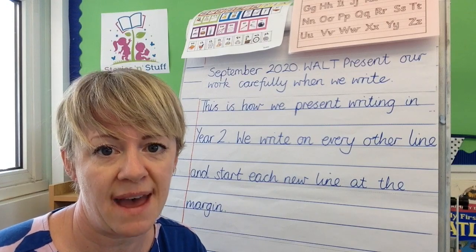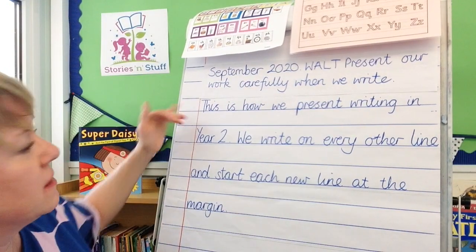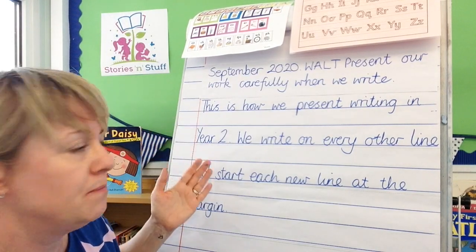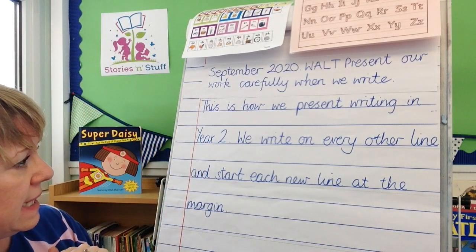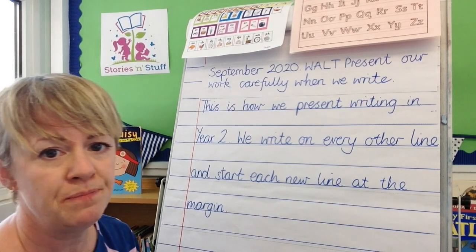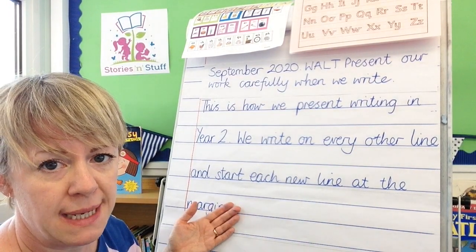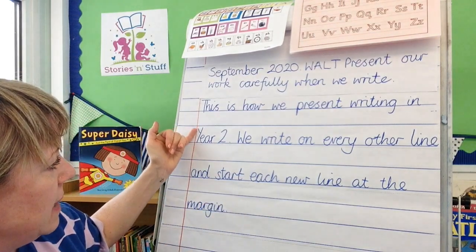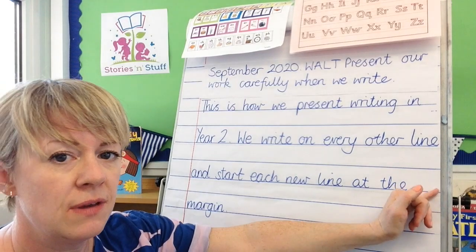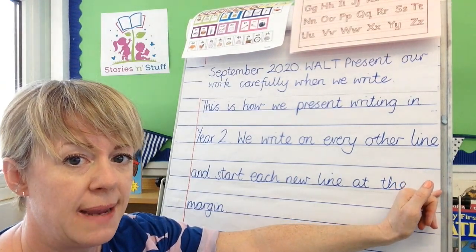While the children have been away, I'll start the first part of this piece of work and I'll read this back to them. So this is how we present writing in Year 2. We write on every other line and start each new line at the margin. And we'll talk about what margin means. And I'll show them how each new line, I start right here and I go right to the end of the line. So I'm giving really clear expectations straight away.